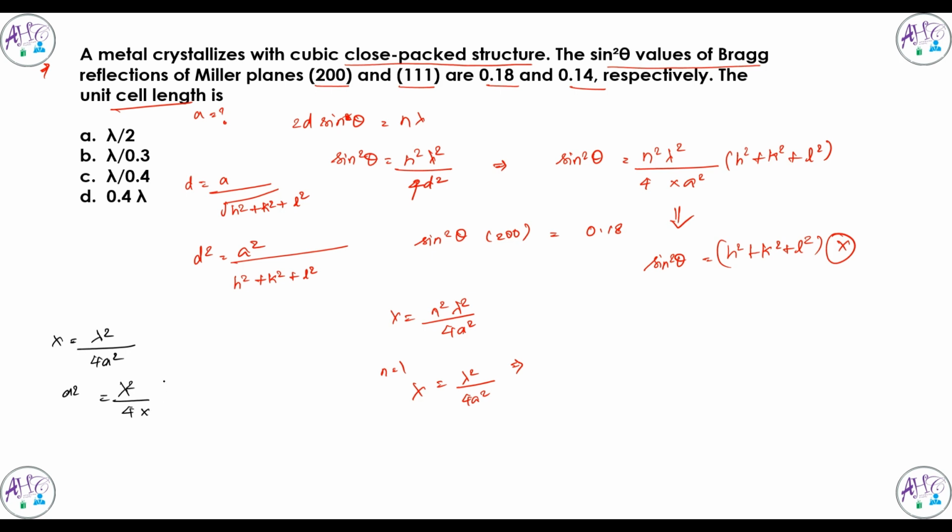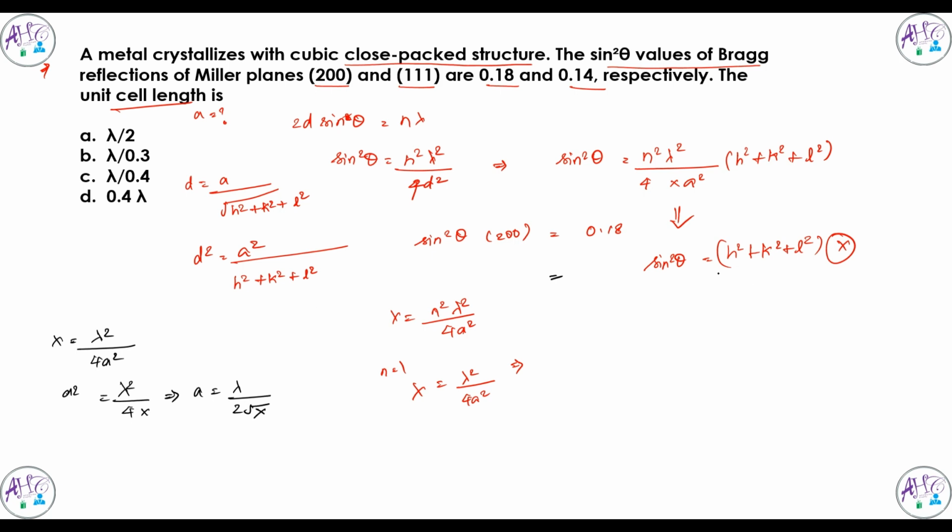Okay, or you can write this as a is equal to lambda by 2 root x, அப்படின்னு எழுதலாமா? So now, in the question, consider this in the equation. They have said your sin square theta is equal to 0.18. So first, what will we figure out? We will figure out the x value.